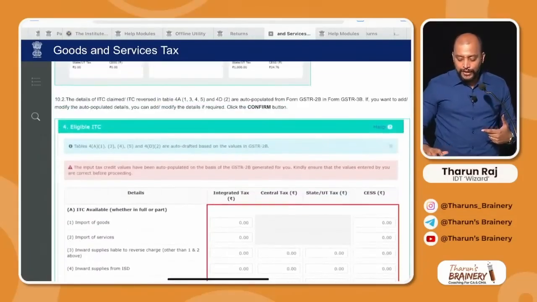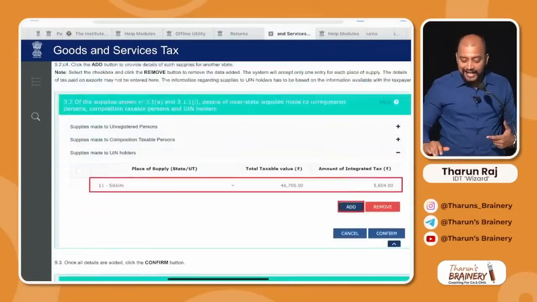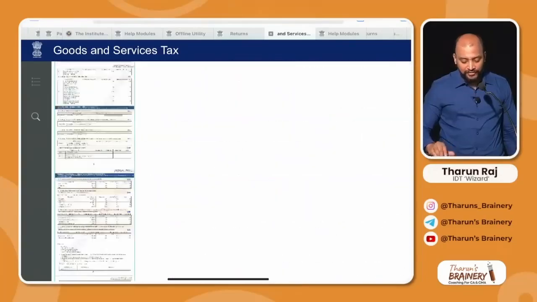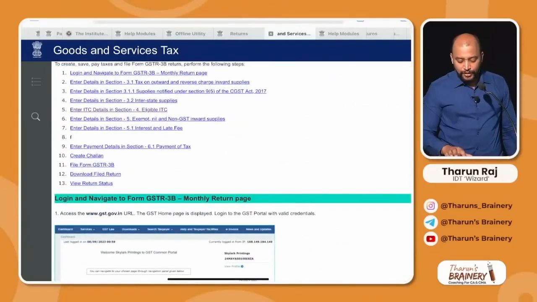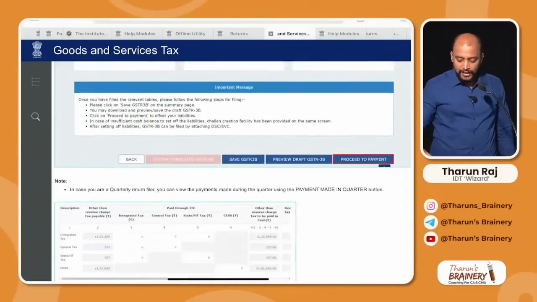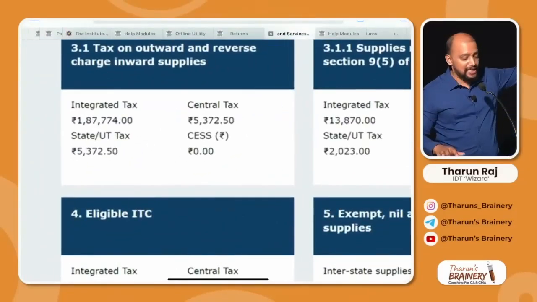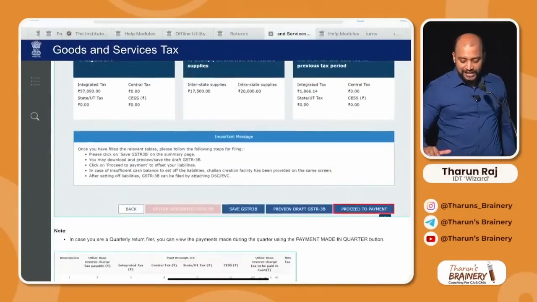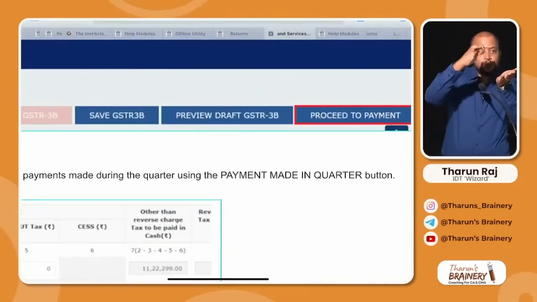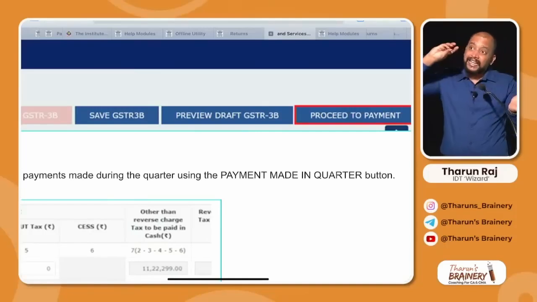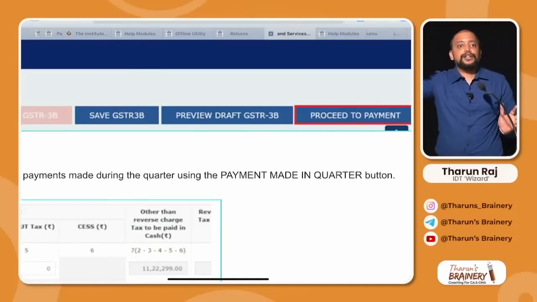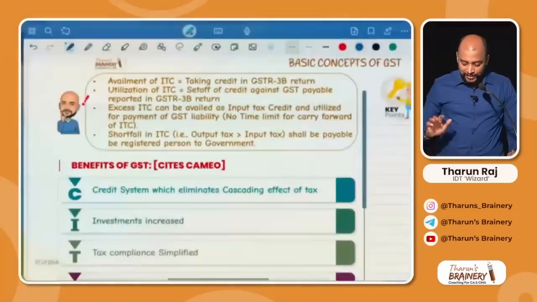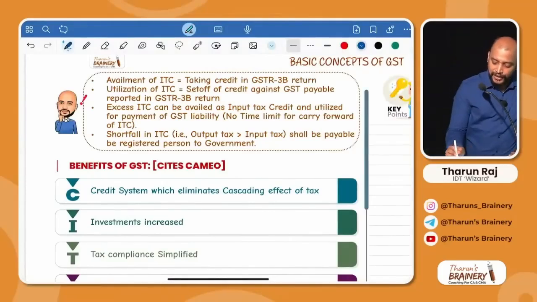Thereafter, what we will do, this credit taken should be adjusted against our liability. Liability also we will report, and finally we will proceed to payment of tax. You can see here, so for payment of tax, once we added the liability and we have the ITC also here, that liability we will set off with this ITC, proceed to payment. Once you click on proceed to payment, the ITC gets set off with the liability, that is known as ITC utilized. Is it clear? So, we have understood two terms, availment of ITC, utilization of ITC.